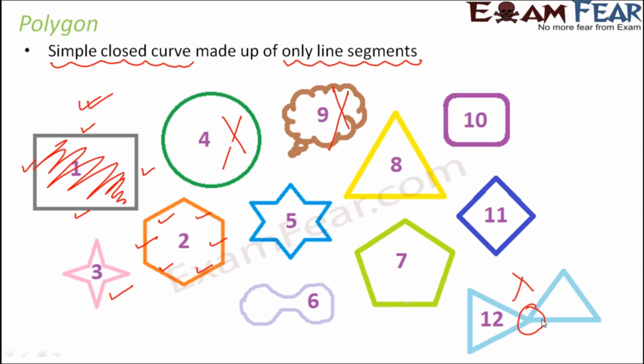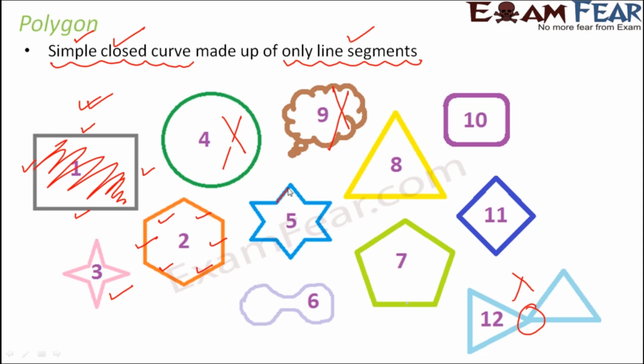Because many times what happens is that children think that in order to become a polygon, the most important criteria is that they should be made up of line segments. So the moment they see line segments, they think that it is a polygon. But to become a polygon, all the 3 criteria should be matched. It should be a simple curve, it should be a closed curve, it should be made up of only line segments.